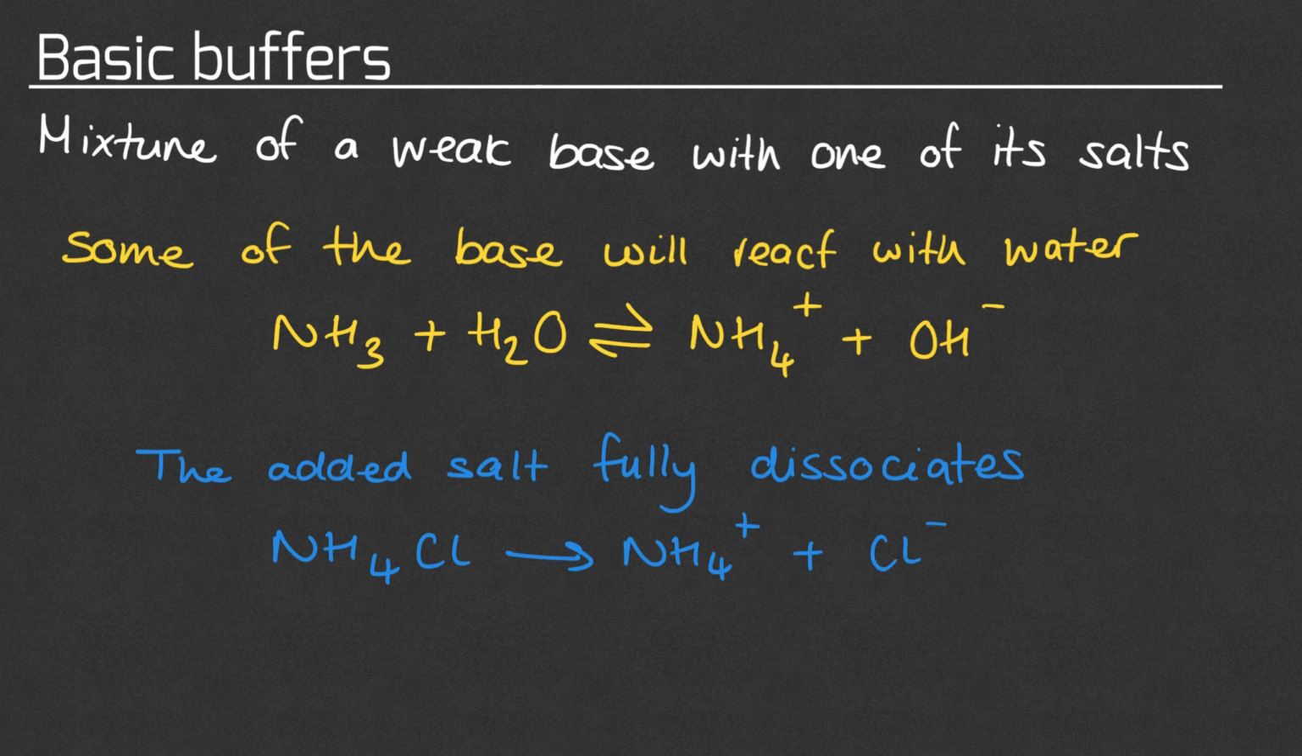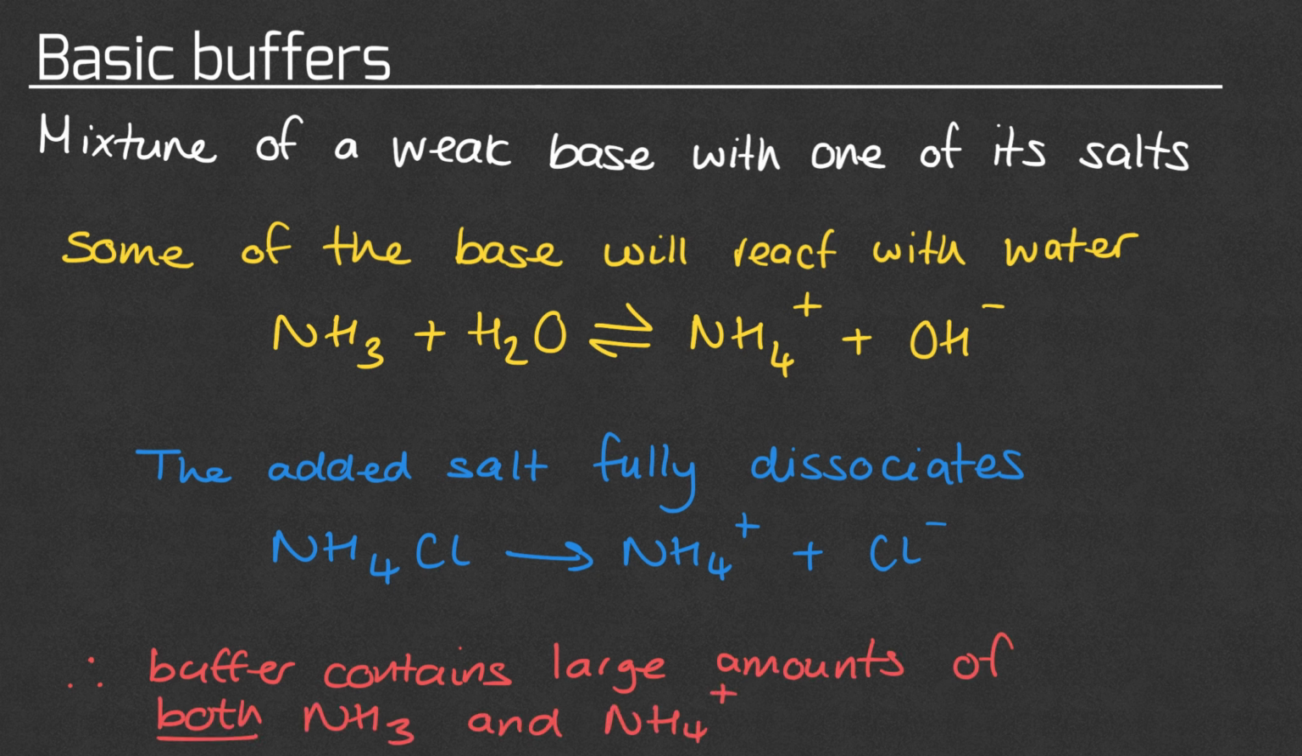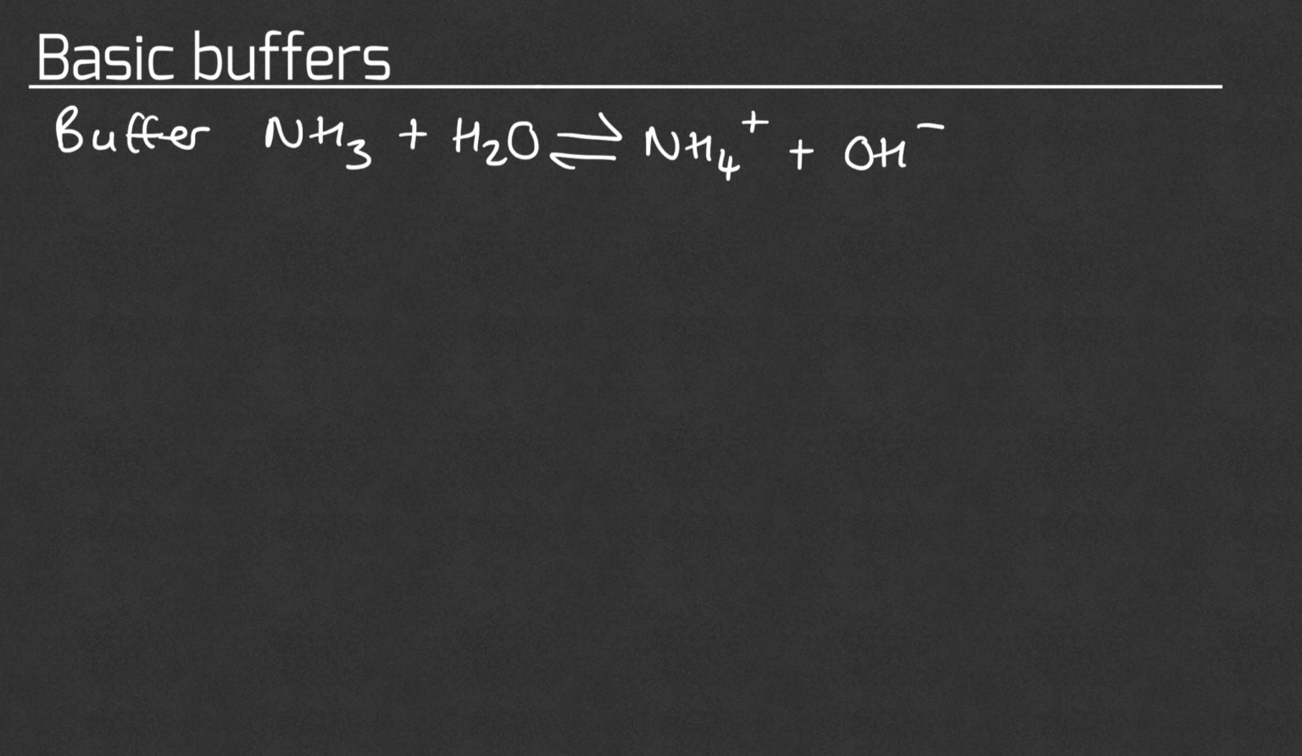We're also going to add the salt of the weak base. So if we add ammonium chloride to the solution, that's going to dissociate, giving us a high concentration of the ammonium ions in the solution. This means that the buffer solution will contain large amounts of both the weak base and of the salt, as we've added the salt, which will give us a high concentration of NH4+. So we're now going to look at how basic buffers resist the pH change when an acid or alkali is added. Again, remember this buffer is going to have large amounts of the weak base and large amounts of its salt.